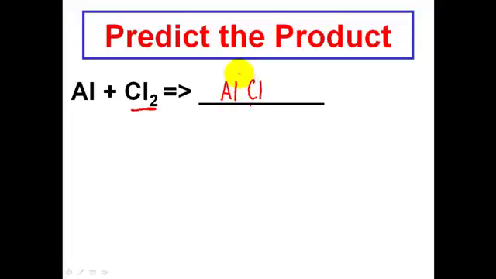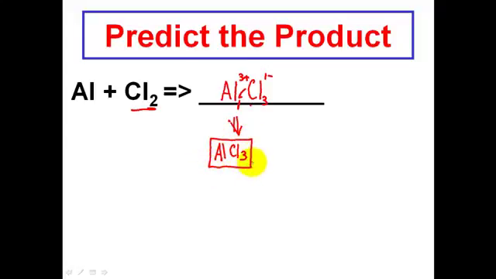But I want you to see that you need to take the charges of 3 plus and 1 minus and cross them. So the 1 minus goes down here as a 1, and the 3 goes over here as a 3. The product, which I'm going to draw below, is going to be AlCl3. Okay, so that is what is produced here.